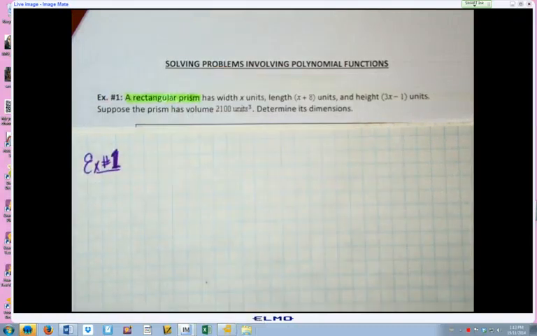Yes, and what do we call that in everyday language? A box. That's just a fancy word for a box, so like my Kleenex box. This is a rectangular prism. What makes it rectangular? What makes this a prism?